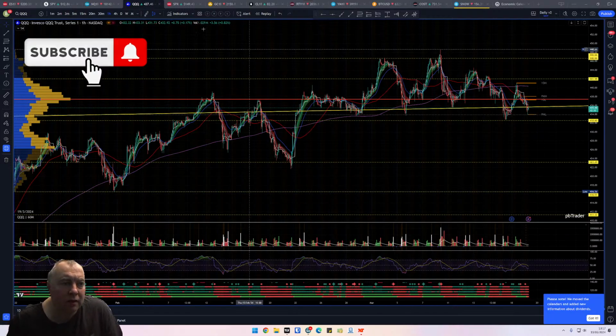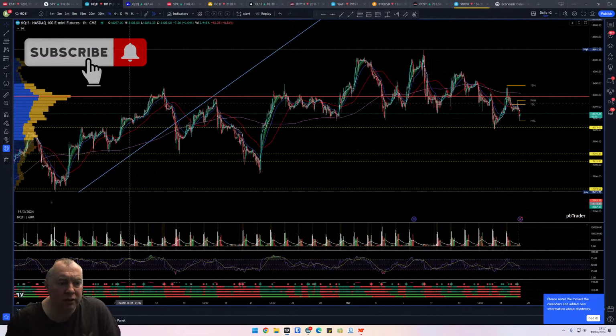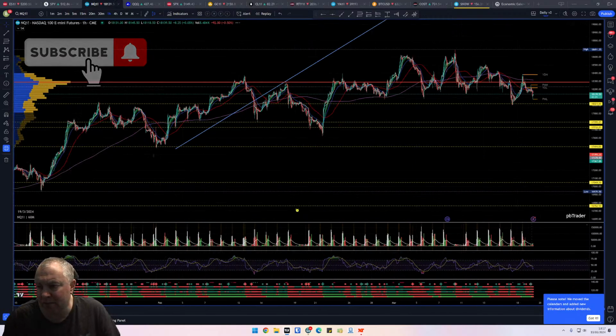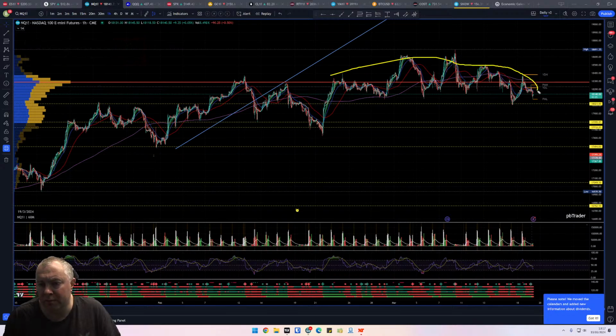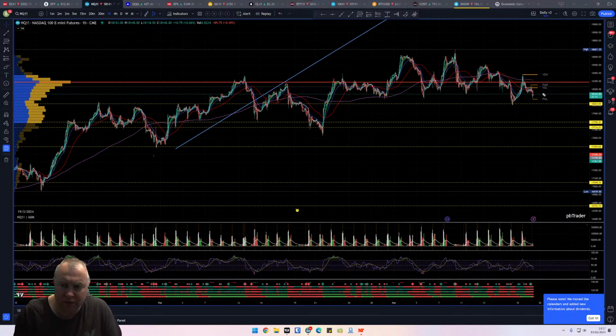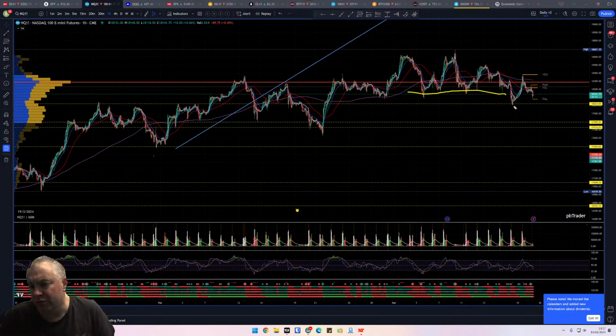And then NQ, I don't think I looked at that. Exactly the same. You can see it's kind of curving over a bit. The 200 moving average is starting to curve a little bit as well now. We broke the neckline, came back up, retesting this area again, and we rejected it.